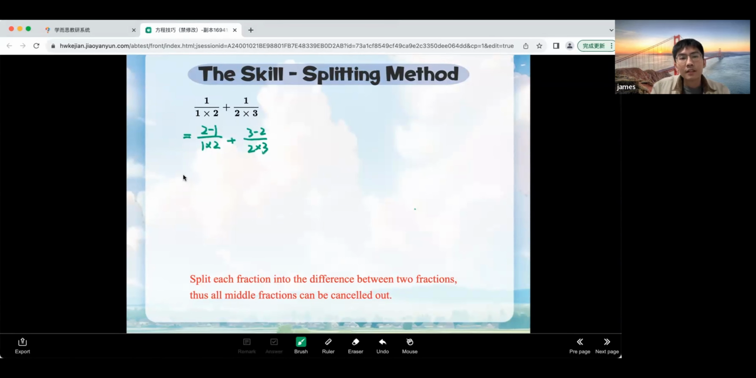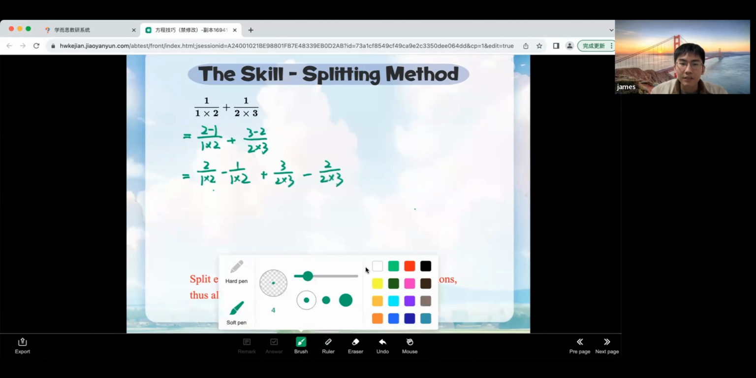When we do this, (2 minus 1) over (1 times 2) can be split into the first top number 2 over the same bottom number 1 times 2, minus the second top number 1 over the same bottom number 1 times 2. So let's do that: 2 over (1 times 2) minus 1 over (1 times 2). And let's do the same thing for the second fraction: plus 3 over (2 times 3) minus 2 over (2 times 3).